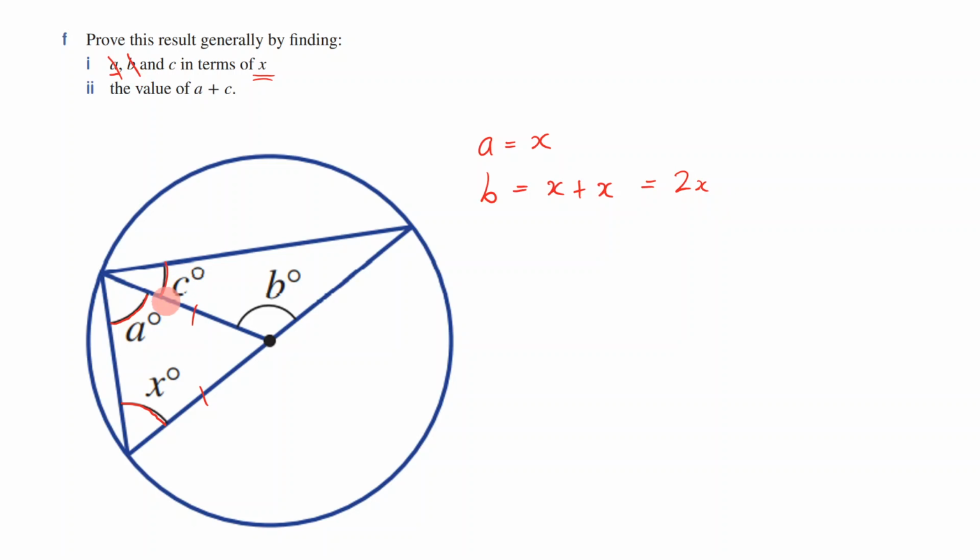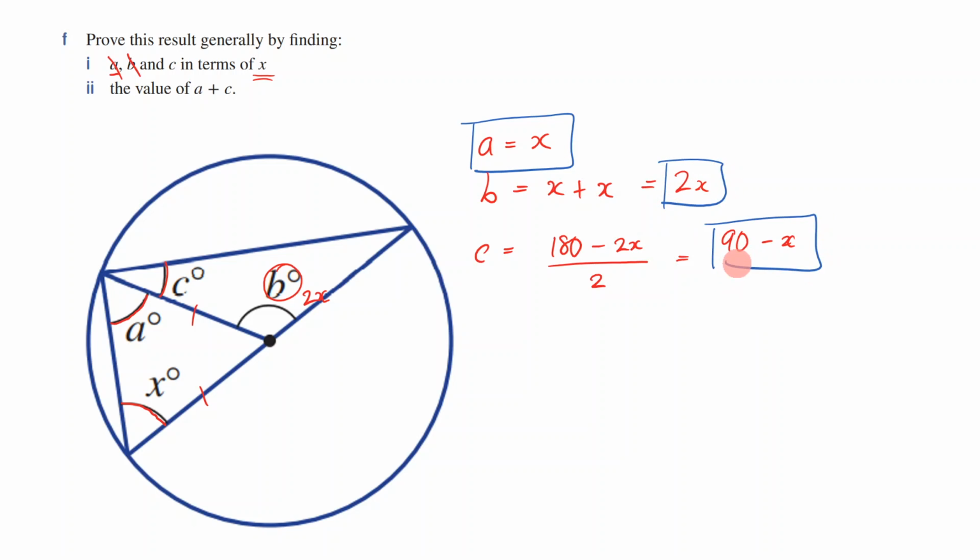Now I need to figure out what C is going to be equal to. Well, how can we figure that out? If I know that B here is equal to 2X, I could go (180 minus 2X) divided by 2, and that is going to give me what C is equal to. That would be equal to 90 minus X, because 180 divided by 2 is 90, and negative 2X divided by 2 is negative X. So as you can see, I now have A in terms of X, B in terms of X, and C in terms of X. So I have everything in terms of X.